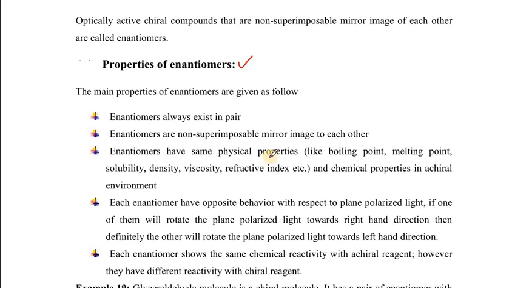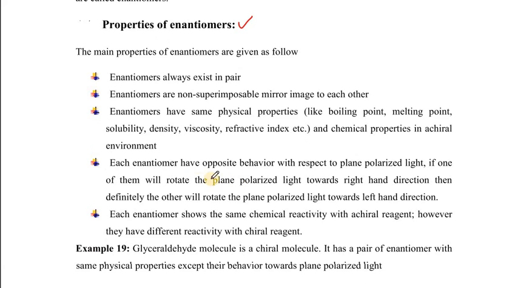And then they have the same physical properties like boiling point, melting point, solubility, density, viscosity, etc., and the same chemical properties except in a chiral environment. Now they have opposite behavior with respect to plane polarized light. This we know: if one rotates the light to the right, then the other will rotate the plane polarized light towards the left. Each isomer shows the same chemical reactivity with an achiral reagent, and they have different biological properties.